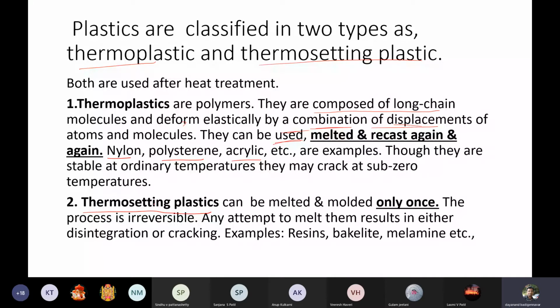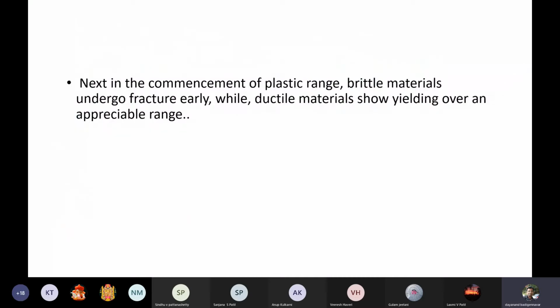Then the other one is thermosetting plastics. They can be melted and molded only once. We cannot reuse them. We can do it only once. We can create the plastic and it cannot be used again and again. Therefore it is irreversible. Thermoplastics are reversible, hence reusable. Thermosetting is irreversible, we cannot reuse it. For example, resins, bakelite and melamine are examples of thermosetting plastics. You should remember this much.